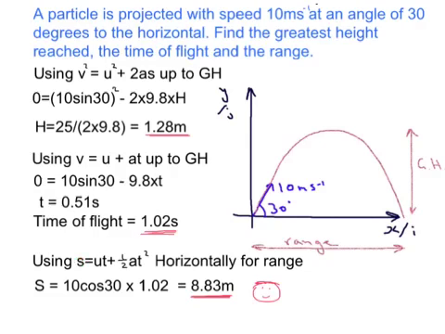Okay, here to get the range, I use s equals ut plus half at squared horizontally, and that is equal to 10 cos 30, because 10 cos 30 is the component here horizontally, times 1.02, the time it takes to get to there. And this second term I ignore because there's no acceleration horizontally, or we'd all spend our life slammed up against the wall.